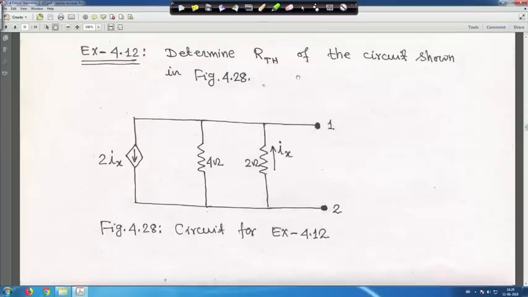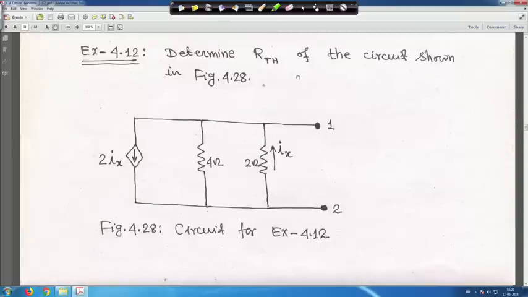So come back to this example. In this case we have to determine R Thevenin for this circuit. But looking at that circuit, there is no independent source in it. That means from inspection you can say that V Thevenin is equal to 0. Sorry, not R Thevenin, V Thevenin is equal to 0. Now the question is, V Thevenin is 0, but you can find R Thevenin because a dependent source is there.